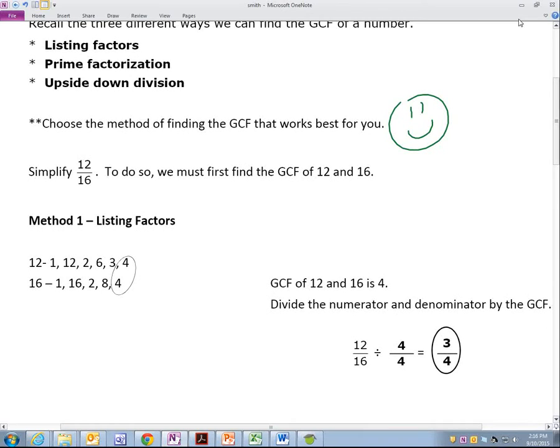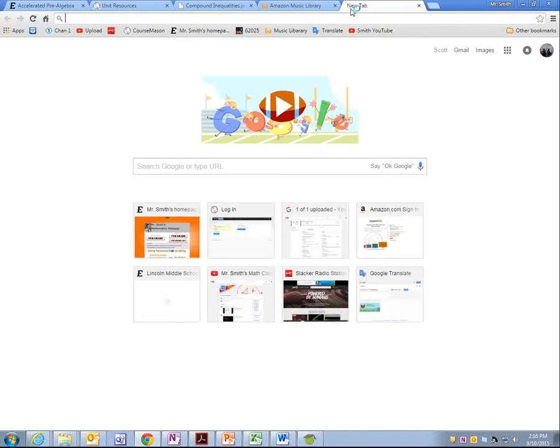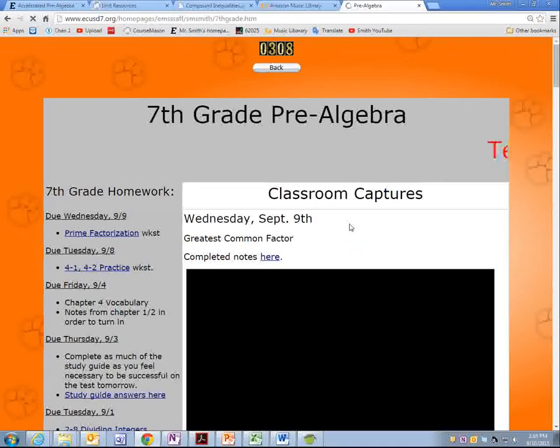Listing factors. But the main reason I'm talking about this is there's going to be a lot of different ways to do this. This is the sort of thing you need to study for Tuesday's test. Yes, Tuesday's test that you knew about, that I told you, and that also is right here on the 7th grade webpage.